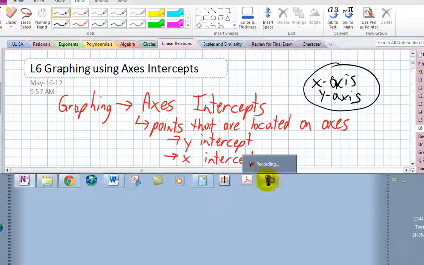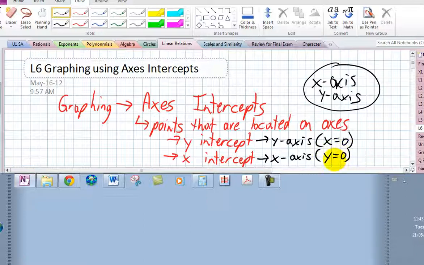So we have an x-intercept and a y-intercept. The y-intercept, you are crossing the y-axis. And so we have a value of x equals 0. Because we don't go anywhere left or right to stay on that middle line. For our x-intercept, it's the opposite then. It's where we cross the x-axis. And that means we don't go anywhere up or down. So y must equal 0. And that's how we solve for the intercepts.